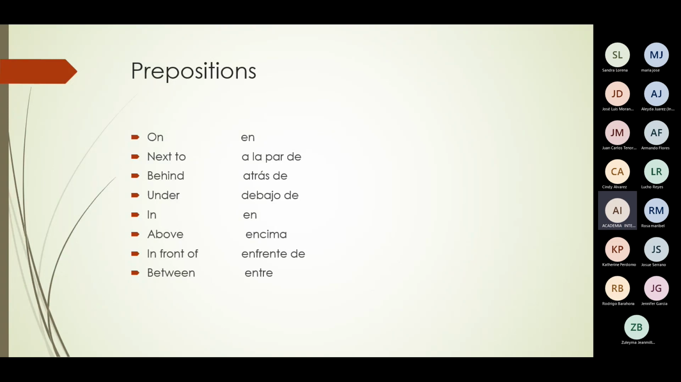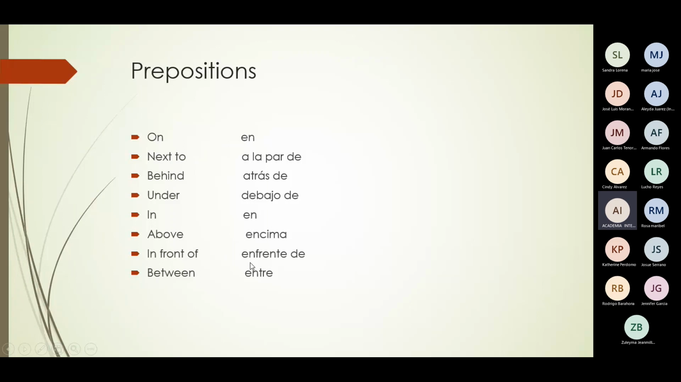¿Verdad? Ahora. The plane is above us. El avión está sobre nosotros o encima de nosotros, pero no es que nos esté tocando. Ahora, the roof is above. El techo está encima, pero o sea, no está tocando ninguna superficie, sino que está encima. De esa forma es que se usa above. In front of, enfrente de.